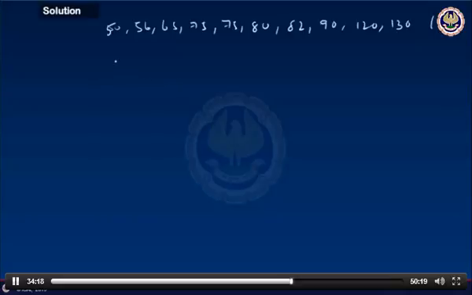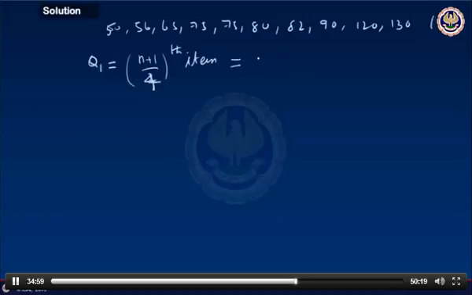Now we have to compute the first quartile, that is the lower quartile. Let us look at the data, the number of observations: 1, 2, 3, 4, 5, 6, 7, 8, 9, 10. Here there are 10 observations. The median is the (n plus 1) by 2 item, and the first quartile is the (n plus 1) by 4th item. Here this is not the median, it is the lower quartile.